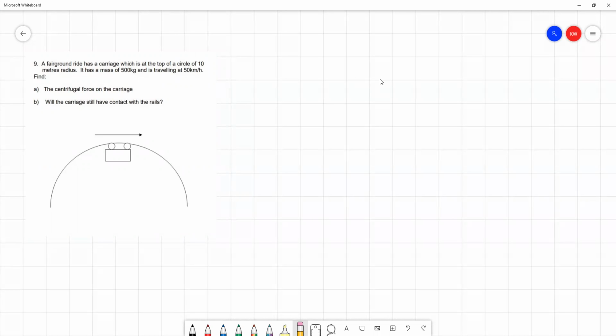A. And then we're asked in part B if the carriage will still have contact with the rails when it's at this point in the track. So let's tackle these one at a time. Question 9A is a problem where we're finding some centrifugal force.